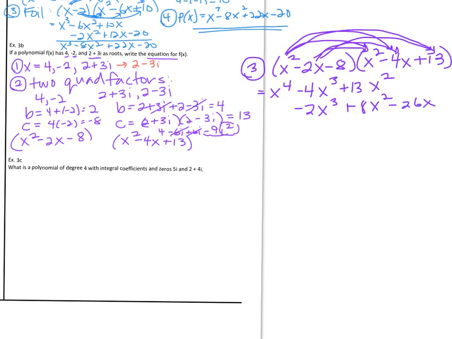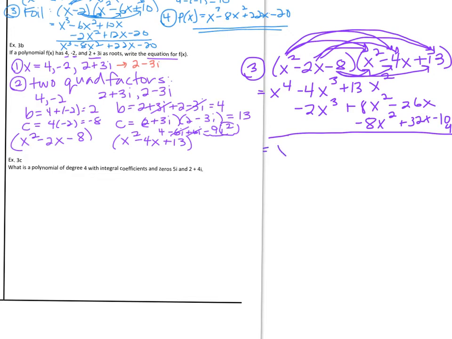Let's try one more. -8 times x squared would give us -8x squared. -8 times -4x should give us positive 32x. And -8 times 13 will give us -104. Oh, and I can't get that to fit. Yikes. All right, let's combine our columns. We have x to the 4th.